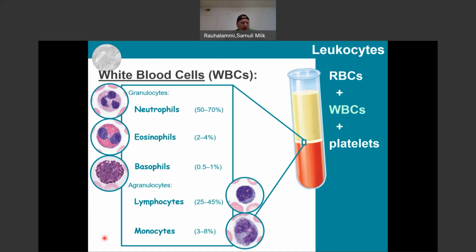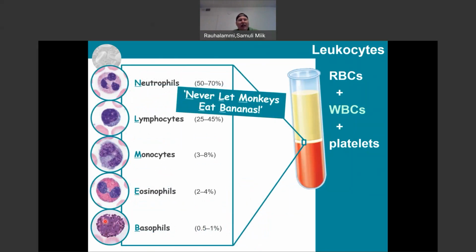And as always in anatomy and physiology, try to use mnemonics to help you. The one that I have thought about here is neutrophils, lymphocytes, monocytes, eosinophils, basophils is the order. So how about Never Let Monkeys Eat Bananas as a reminder of that order? Of course, we have to remember that although white blood cells represent a small amount of the blood volume, less than 1%, different types of white blood cells differ in how common they are.